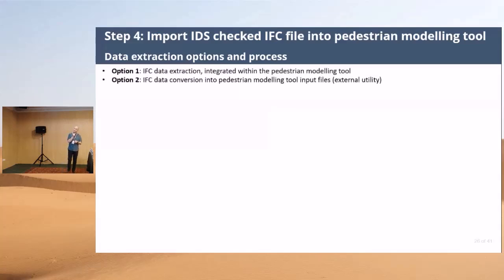Step 4, data extraction, looking at the options and the process. So the basic data extraction here, one option was to write the functions directly into the pedestrian modeling tool. So in this case, buildingExodus, which is the modeling tool for the fire safety research group at Greenwich.